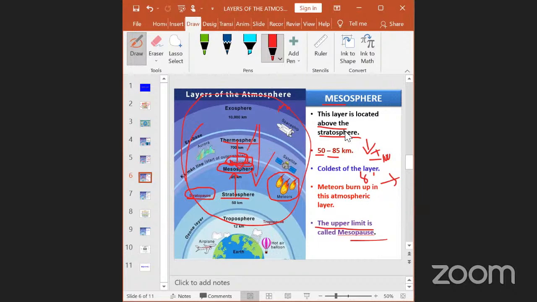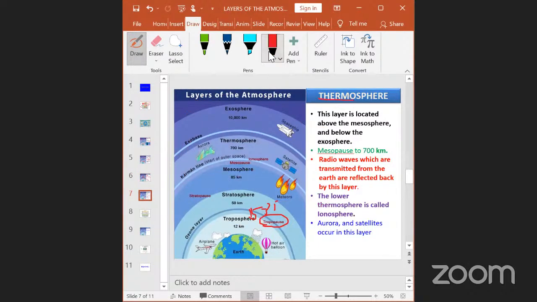Next one is the thermosphere. Thermo means heat, right? So this layer has extremely high temperatures and is located above the mesosphere and below the exosphere. The boundary between the mesosphere and the thermosphere is called the mesopause, one of the coldest parts of the Earth's atmosphere. The thermosphere extends from the mesopause up to 700 kilometers.